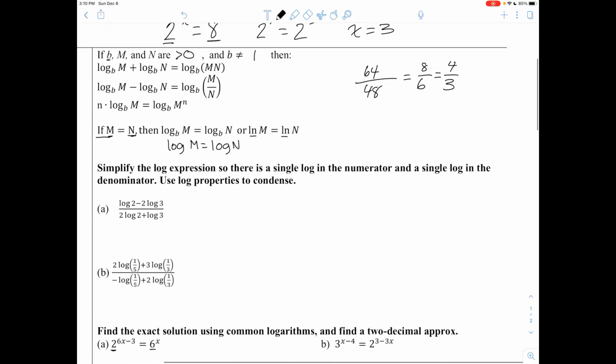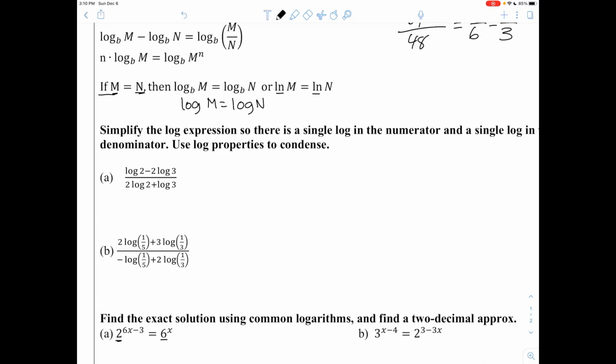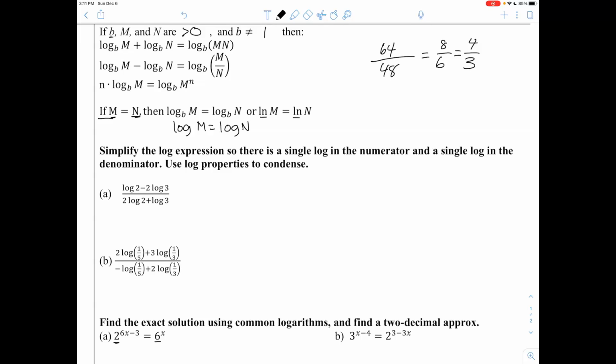So we're just going to work on a more complex level than, say, somebody who's in a 5th grade class simplifying a fraction. So here it says simplify the log expression. There's a single log in the numerator and a single log in the denominator, using the log properties to condense. You'll notice that here I have log base ten. So when you're doing your problems today, when you finally isolate your x, it's going to say x equals this complex looking fraction, and it's your job to simplify it. So we're going to use the properties to condense these fractions.